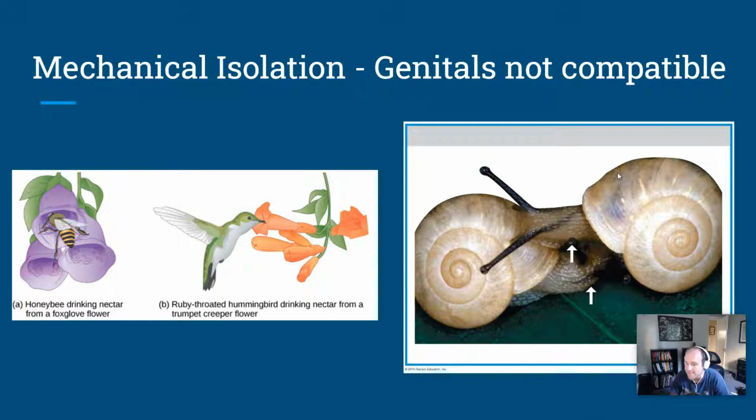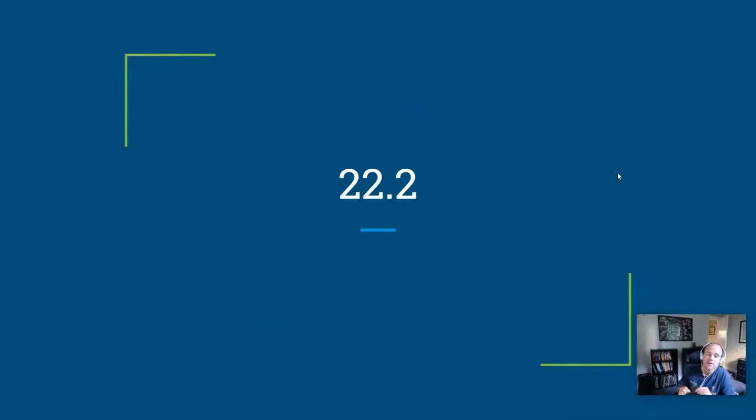Something about snail sex you might not have known: the orientation of the snail shell coil will determine if two snails can mate, because if their genitals don't line up, those snails just can't make a snail baby. So there we have four examples of isolation that do not allow for mating to be successful.